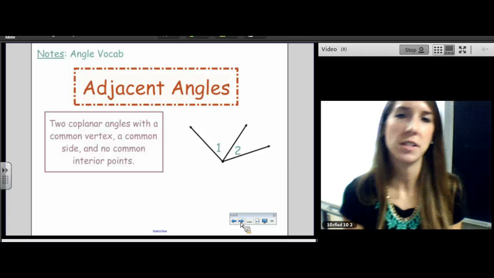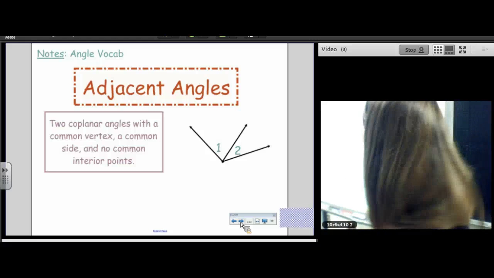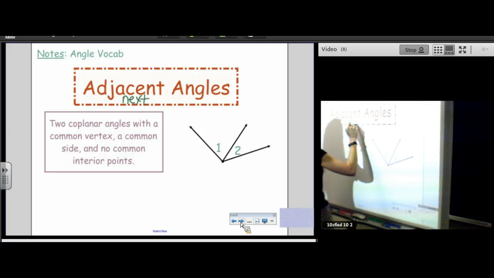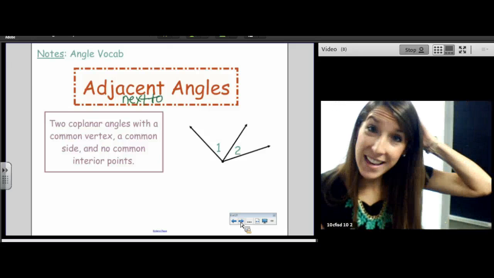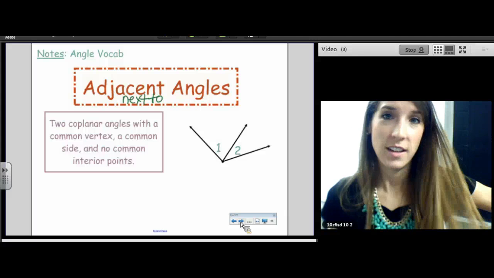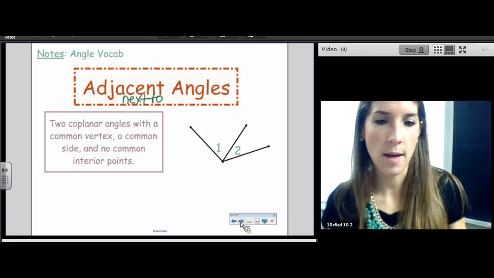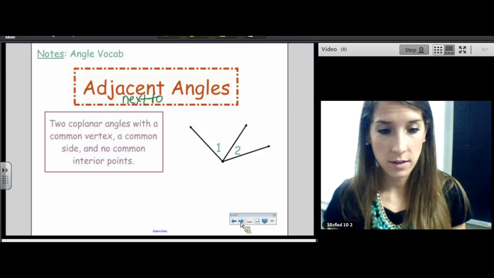Adjacent angles, another one that might be new for you. When you see the word adjacent, I want you to think next to. And people use this word in the real world. They use it for things other than just angles. You might be sitting adjacent to someone. That means you're sitting right next to them, okay? So adjacent means next to, if you want to add that to your notes.